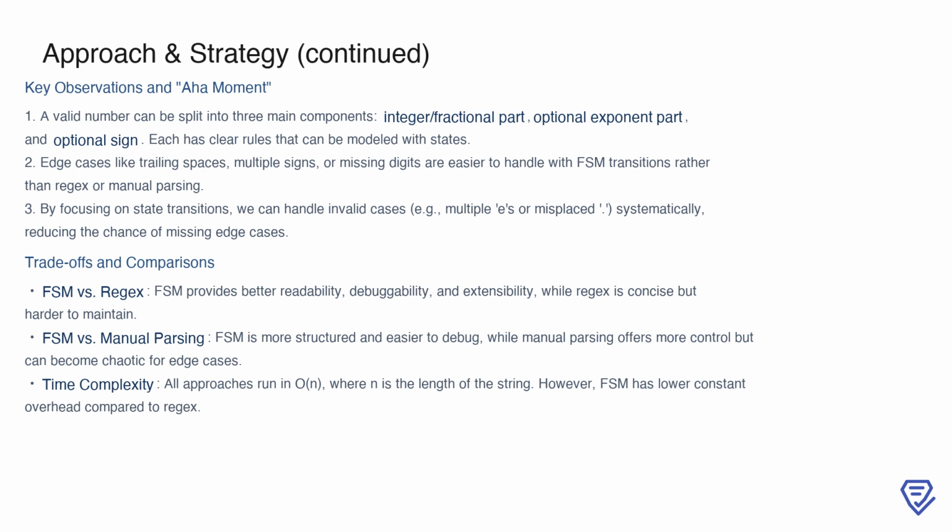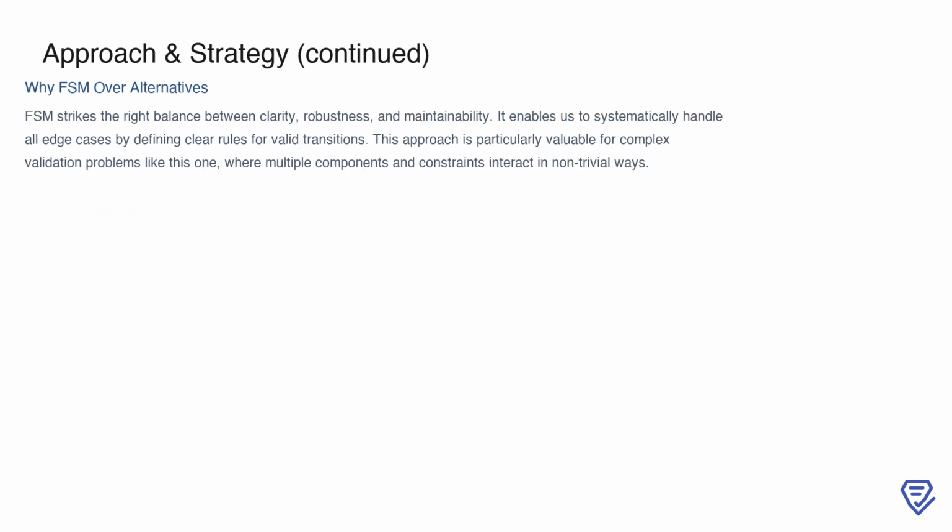When comparing the trade-offs, FSM offers better readability and debuggability than regex, and it's more structured than manual parsing. All approaches share the same linear time complexity, O(n), where n is the string's length, but FSM has a lower constant overhead compared to regex, making it more efficient in practice. FSM is the clear choice for this problem because it balances clarity, robustness, and maintainability.